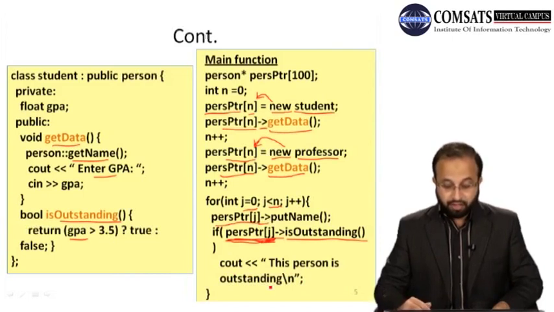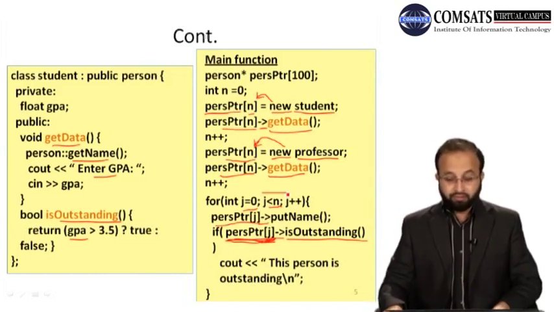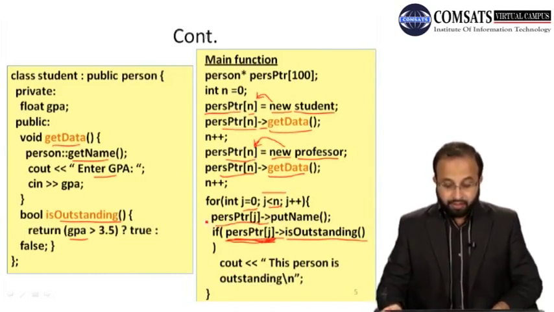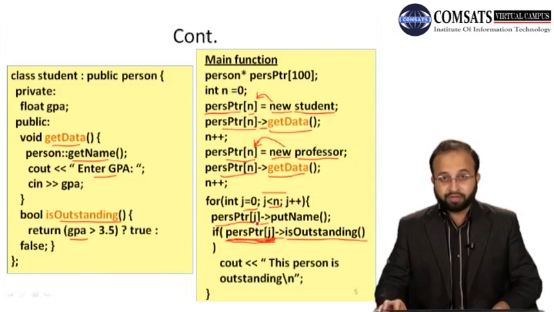ठीक है. इसी तरह से जब I की वैल्यू 1 हो जाएगी, सो कंडीशन यहाँ पे चेक होगी. This condition is still true because 1 is less than 2. Then again यहाँ पर अब आप PRS PTR 1th इंडेक्स को एड्रेस को ले रहे हैं, और वो जो एड्रेस है वो प्रोफेसर के ऑब्जेक्ट का एड्रेस है. And you are calling put name function. So it will call the function of the base class because there is no put name function in the professor class, and then it will call the function is outstanding.